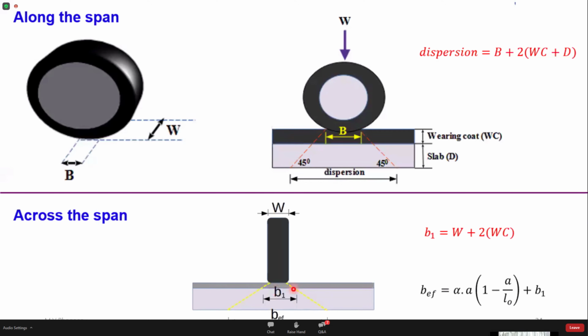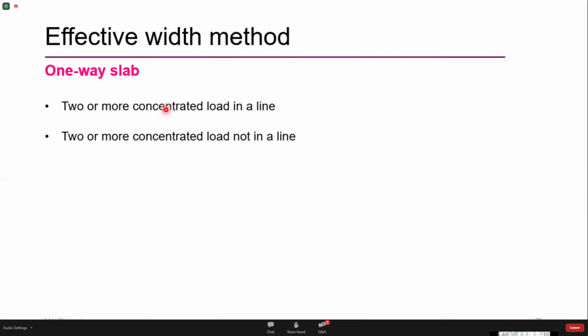So in the case of a one-way slab, the effective width of the dispersion of the load across the width of the slab is calculated by this expression: B effective = alpha times a into (1 minus a upon L naught) plus B1. These are the things required for calculation of shear force and bending moment using the effective width method. Going ahead, when we deal with the effective width method for a one-way slab, there can be 2 possibilities, which will be very clear in the coming slides.